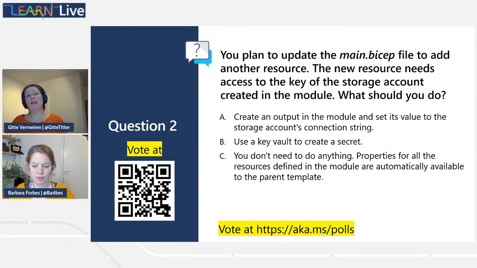Should you A, create an output in the storage module and set its value to the storage account's connection string, that secret value? Should you B, use a key vault and then put the connection string as a secret inside of the key vault? Or C, you shouldn't do anything, the properties for all the resources are just magically available to the parent template. So for that second question, what do you think? Would it be A, B, or C?